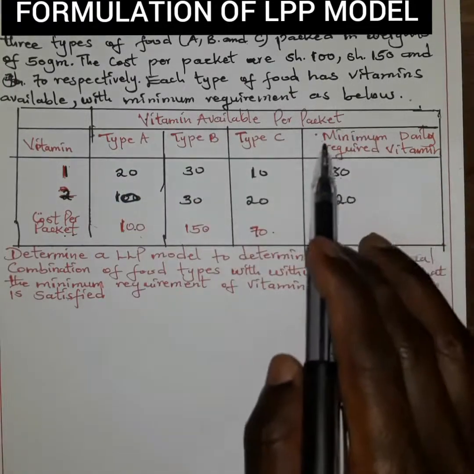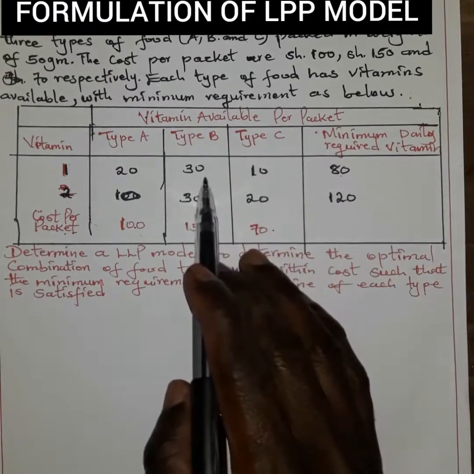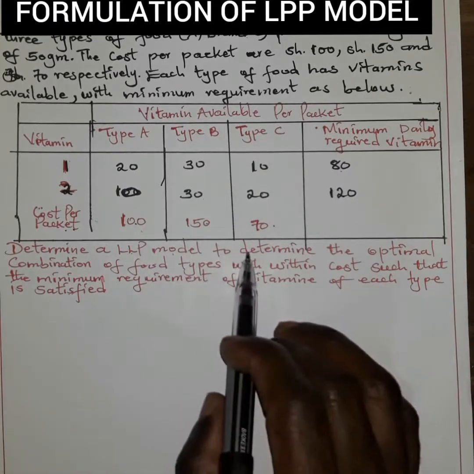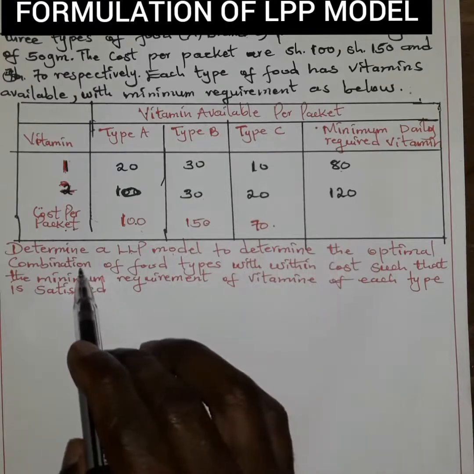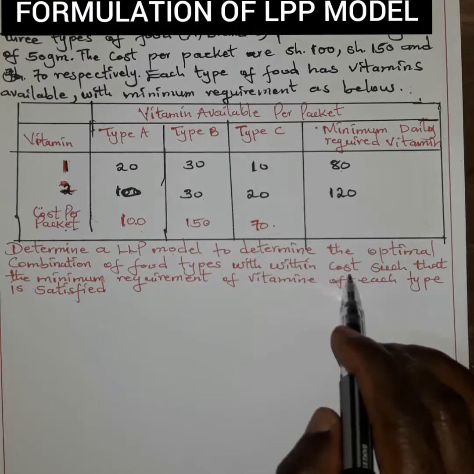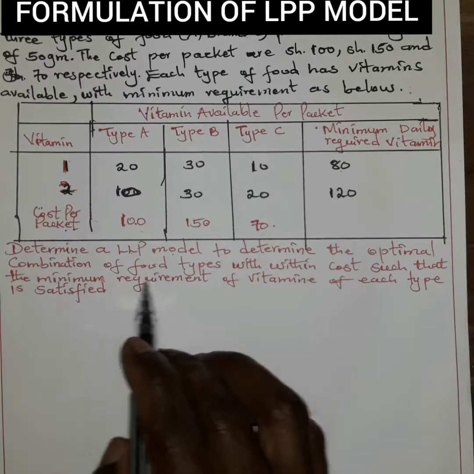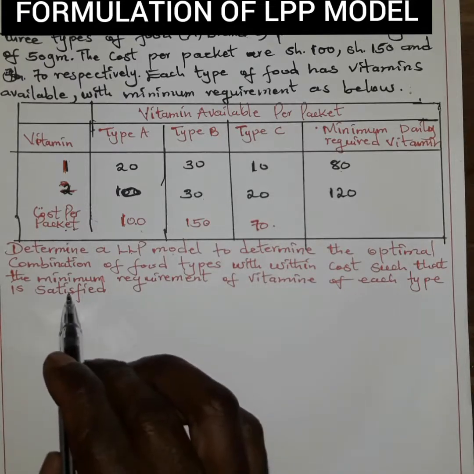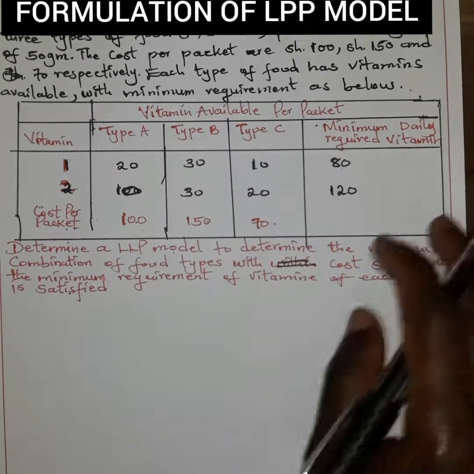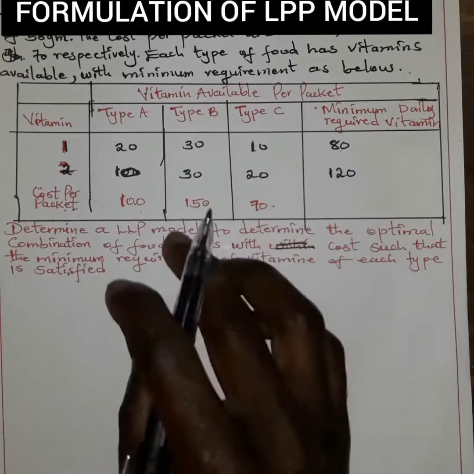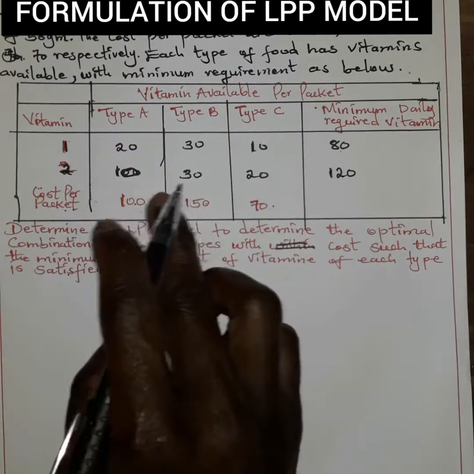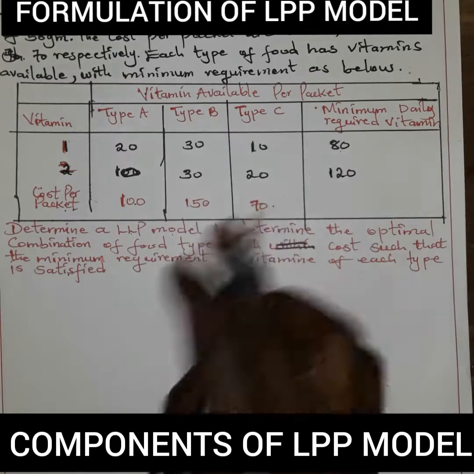But now, this is what the question requires. Determine a linear programming model to determine the optimal combination of food types within cost such that the minimum requirements of vitamins of each type is satisfied. So it's with cost. We are supposed to determine the minimum requirement of vitamin 1 and 2 at the minimum cost possible by using these 3 types of food.